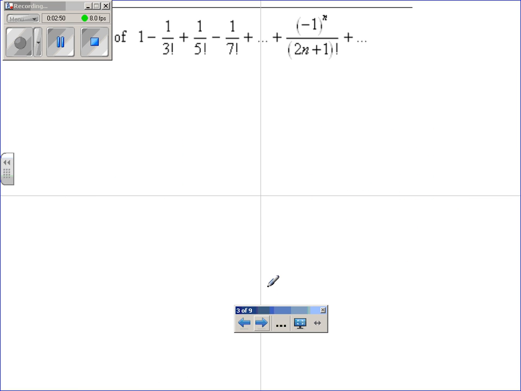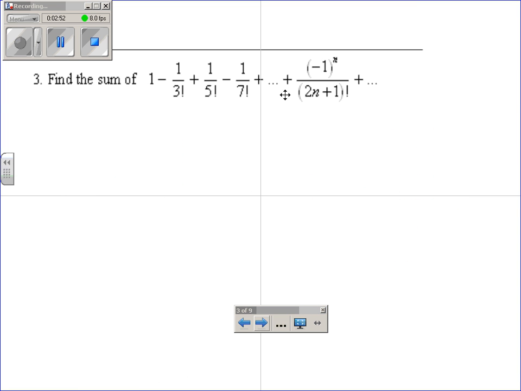Okay, so this is more of a recognition. Hopefully you notice the odd, and you notice the alternating, which means it's sine, and you know that sine of x is x minus x cubed over 3 factorial plus x to the 5th over 5 factorial minus x to the 7th over 7 factorial, etc. And so you realize, what have they plugged in place of x? They have plugged in 1. So this sum is equal to sine of 1.